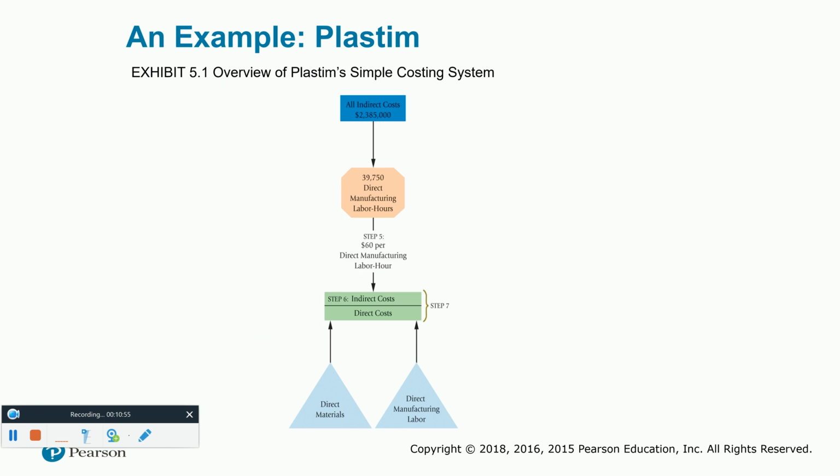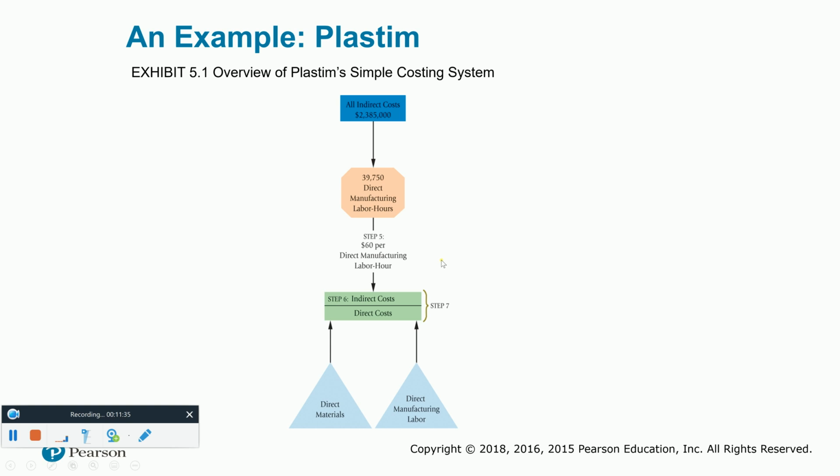Okay, so let's take a look at another situation so we can better understand how this works. So in this particular company, the simple costing system, we have $2,385,000 in indirect costs. We also have 39,750 direct manufacturing labor hours. If you do the math, 2,385,000 divided by 39,750, that works out to $60 per direct manufacturing labor hour.